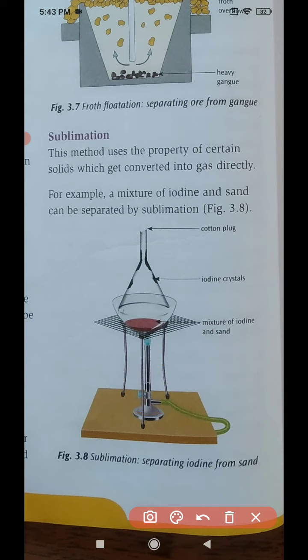When you give heat from the Bunsen burner, there is a cotton plug and an inverse funnel. The funnel is kept inversely on the mixture. If the cotton plug is here, it will be totally air restricted. Then after giving heat, after some time, deposition of iodine crystals happens here.